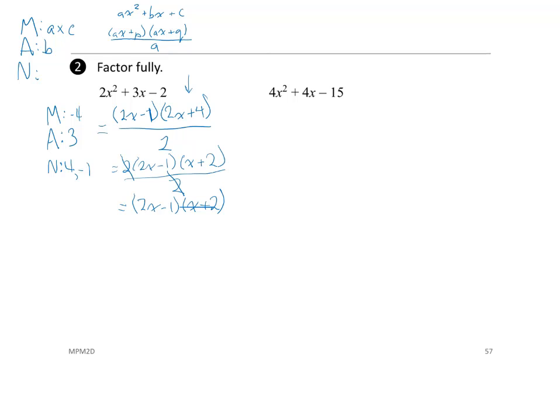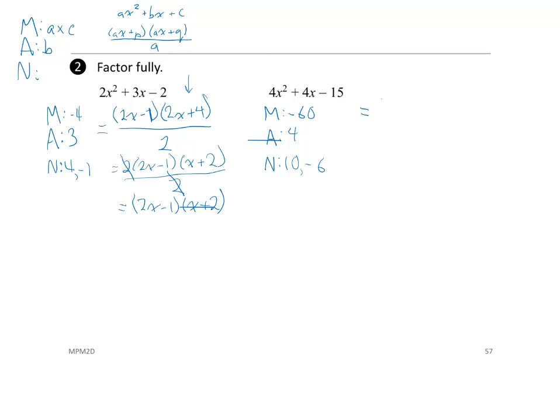So sometimes that happens. I'll do the next example as well with you. So let's try it again. M, A, N. Remember, the M value is just the first number multiplied by the last number, the A times C, which is -60. Our A value is just the B value, which is 4. And if you remember from the last lesson, our numbers are just 10 and -6.